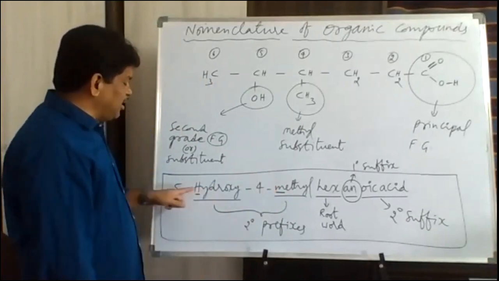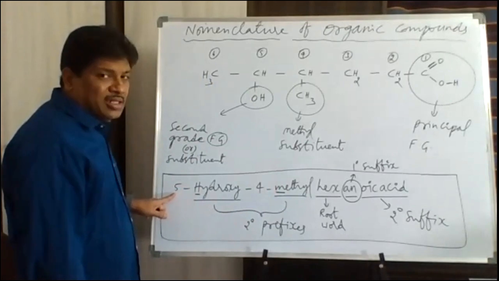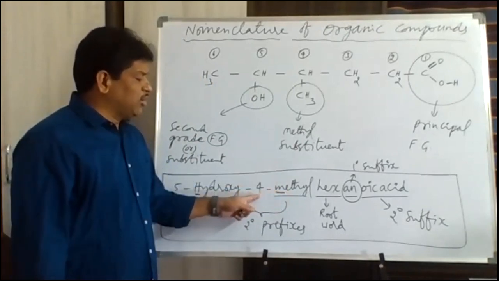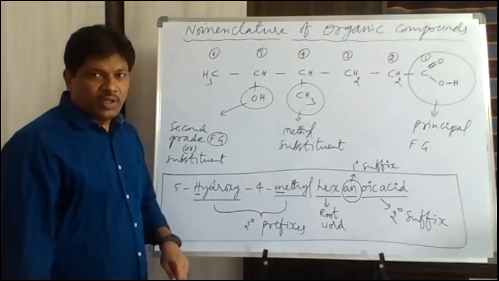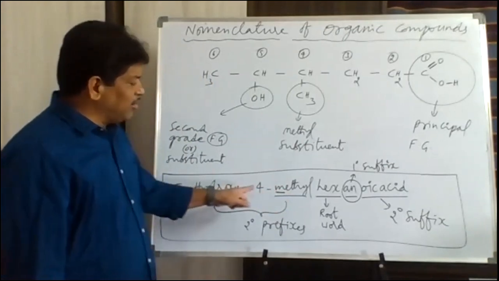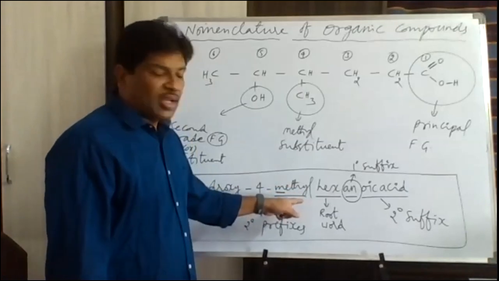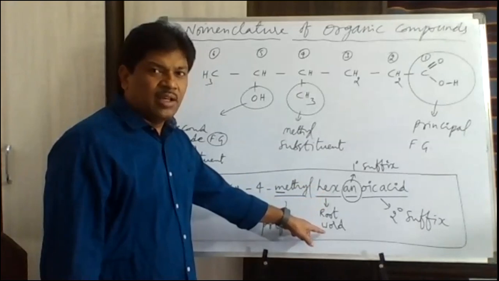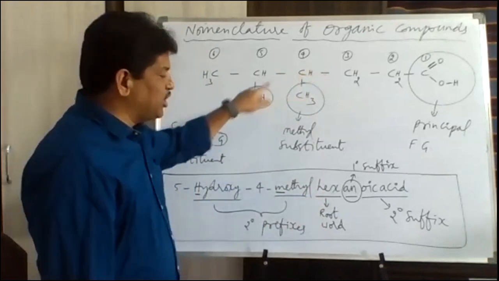The position of hydroxy is the locant. The locant of the hydroxy group is what? 5. The locant of the methyl group is what? 4. So 5-hydroxy, 4-methyl. And hex indicates what? The number of carbon atoms. How many carbon atoms in this? 6 carbons forming the parent chain.